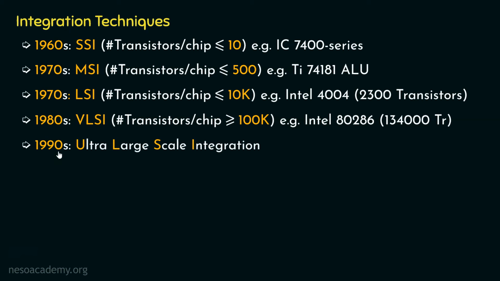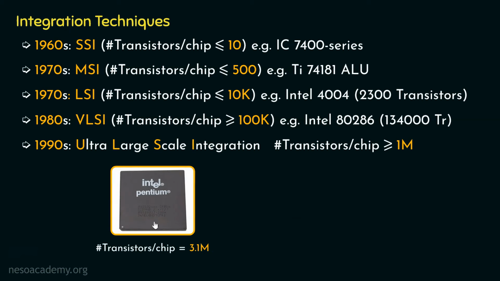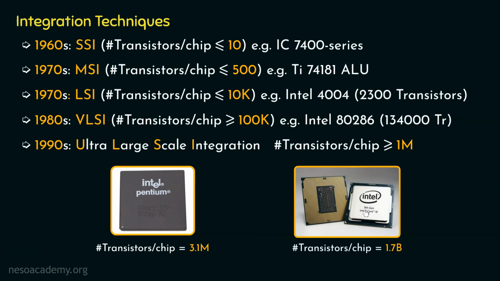After this, during the 1990s, the next integration technique, that is ultra-large-scale integration, emerged. In this integration technique, that is ULSI, the number of transistors per chip is actually more than 1 million. In March 1993, Intel's Pentium 1 processors were introduced, which had 3.1 million transistors per chip. Now coming to modern day processors, if we talk about Intel's Core i9 9th generation, for these processors, the number of transistors per chip is 1.7 billion. These are some of the instances of the ultra-large-scale integration technique.